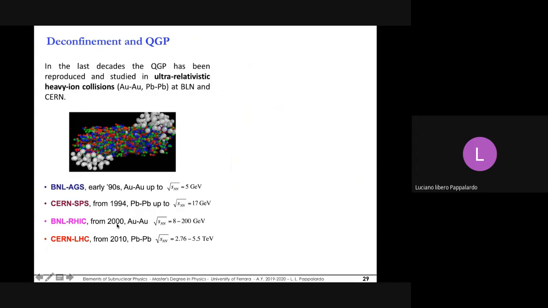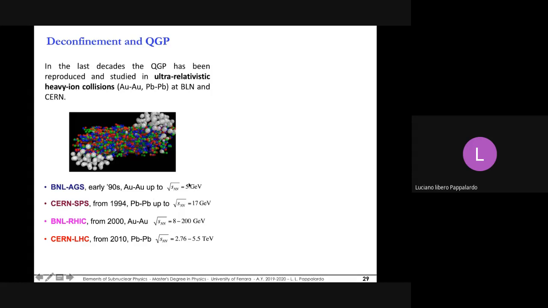Starting from the year 2000, they were using gold collisions with an energy range quite wide, from 8 up to 200, but actually also now 500 GeV. And then finally, of course, at CERN, at the Large Hadron Collider, starting from 2010, now colliding lead-lead nuclei at an even larger energy, of course, the energy of the Large Hadron Collider. So the center of mass energy per nucleon is in the range of 2.76 up to 5.5 TeV.